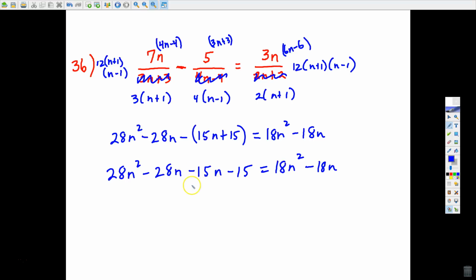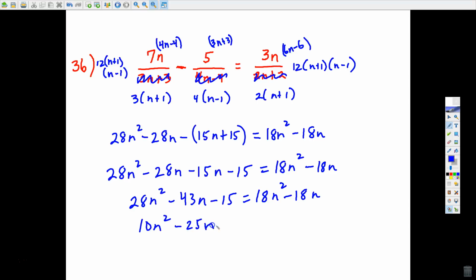Okay, and let's put our like terms together on the right side first. 28n squared minus 43n minus 15, equals 18n squared minus 18n. I'm going to subtract 18n squared from both sides. I'm going to add 18n to both sides.